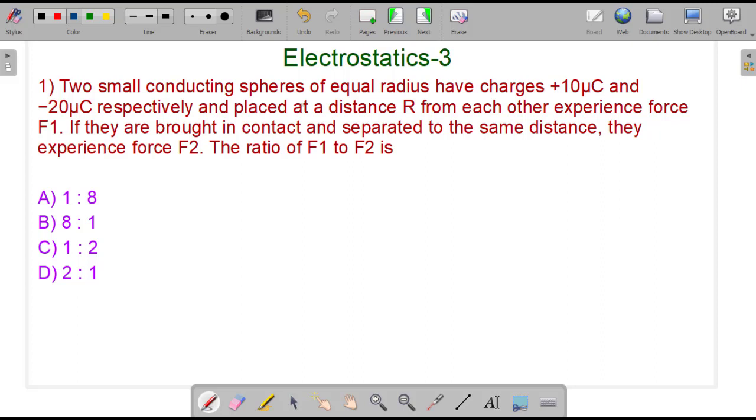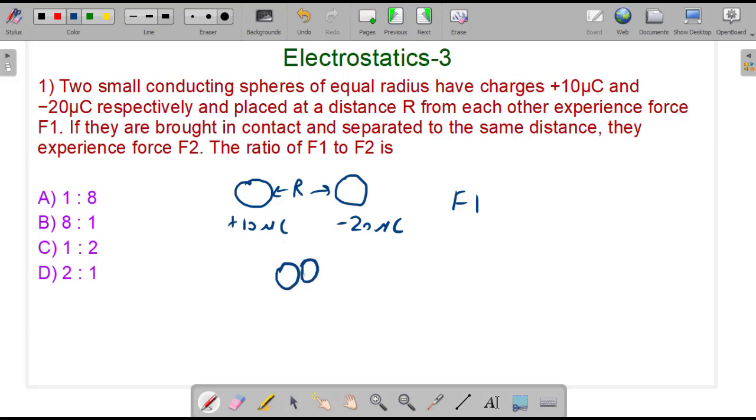So what we are given is two spheres of equal radii and the distance of separation between them is r, and one has charge plus 10 microcoulomb and the other is minus 20 microcoulomb. So the force in that case is F1. Now we bring them in contact. When we bring them in contact, the charges flow and equilibrium is established.